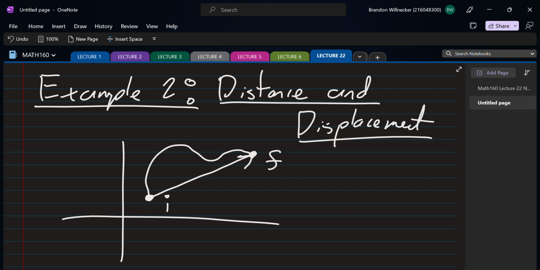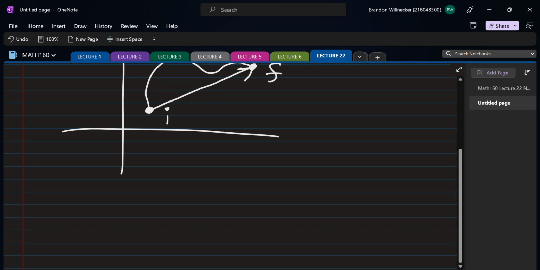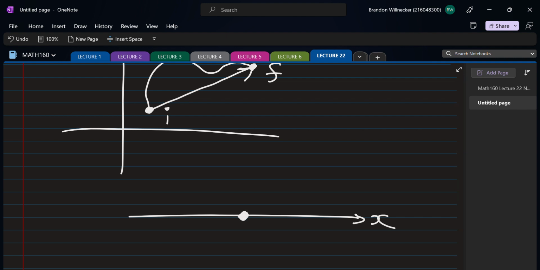The distance is the actual path taken. So that's that longer wavy line over there. Okay. So that's in 2D. You can do the same thing in 1 dimension. So let's say this is X, and we start out over there. You can think of that as the origin.